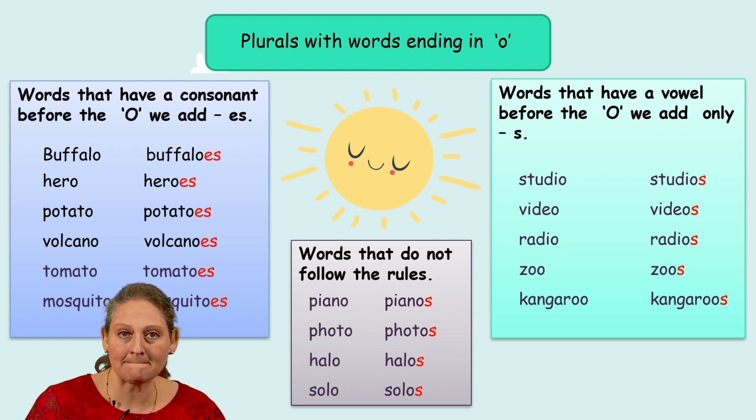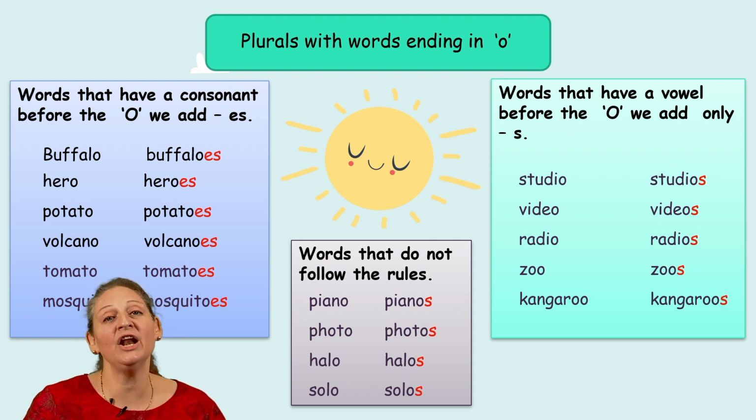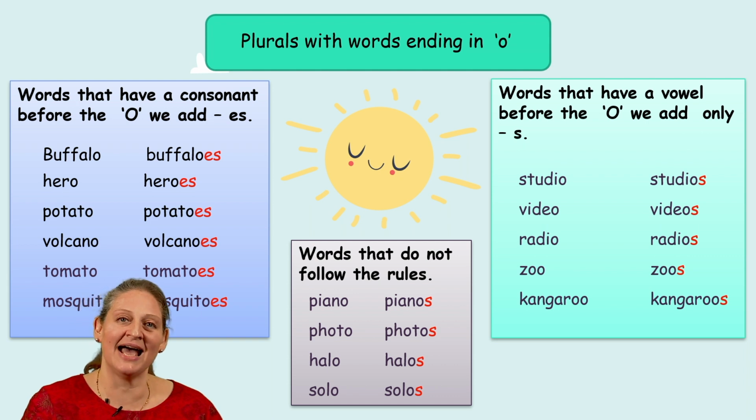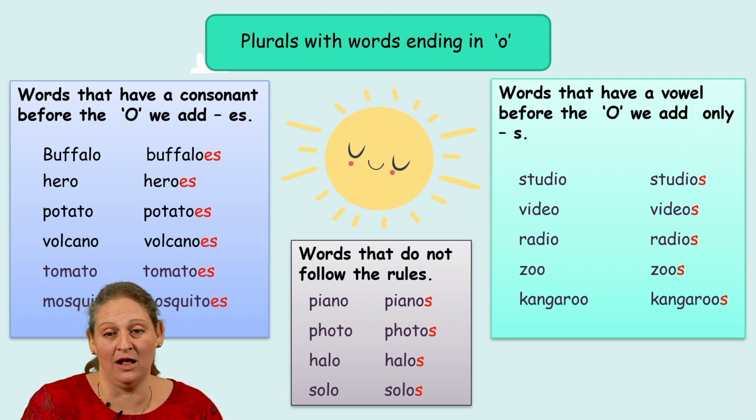Do you know? We add only S. We just add S. What do we add? S. Look at studio. I is before O. I is a vowel, right? So we write studios. We just add S.